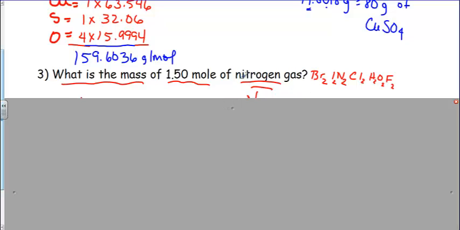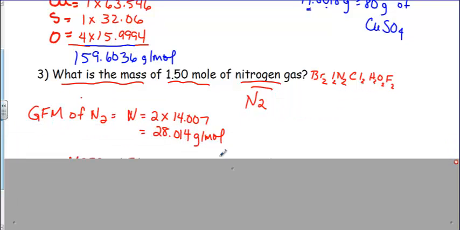Number 3, what is the mass of 1.5 moles of nitrogen gas? Now, remember, nitrogen by itself, it's part of Brinkelhoff, so it has to be N2. It's diatomic. Okay, so the formula for nitrogen gas is N2. Again, pause the video now, and then press play when you're ready to check your answer.